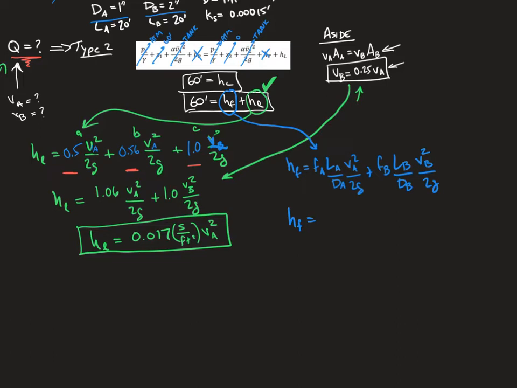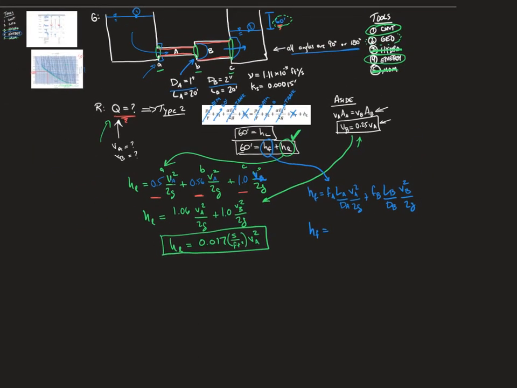So what we can do is plug in the numbers that we know. If we zoom out a little bit, LA is 20 feet. So we've got 20 feet divided by DA, which is super tiny, because it's 1/12 of a foot. And then we're going to do 1 divided by 2G, so that's going to be 64.4 feet per second squared. And then that's going to leave FA VA squared. So that's the first term.